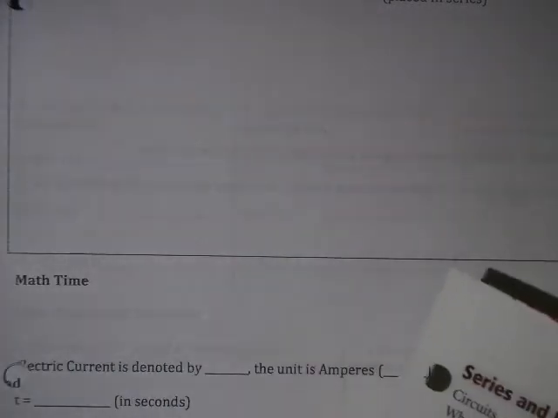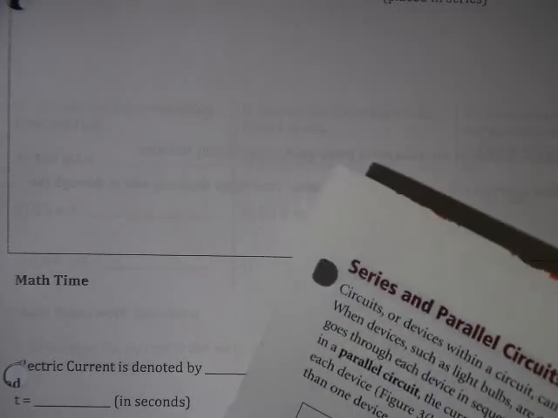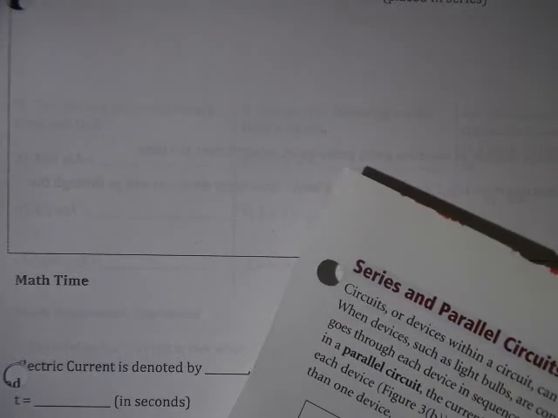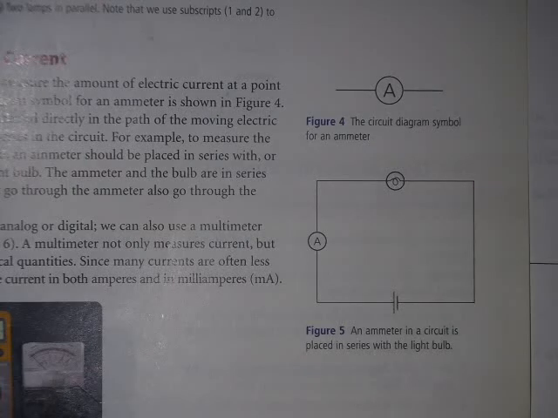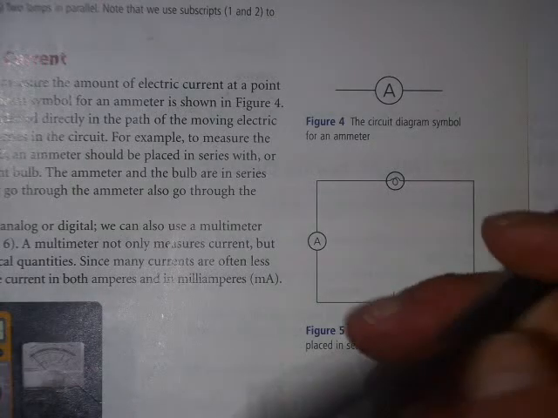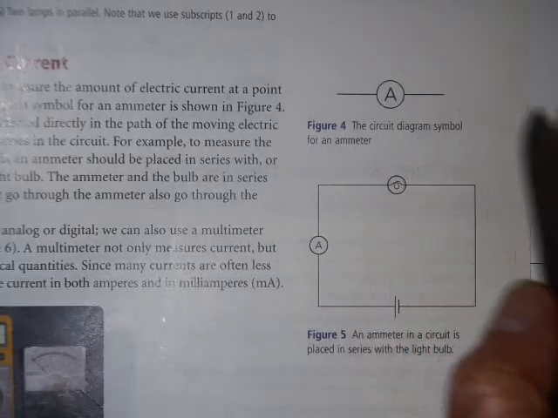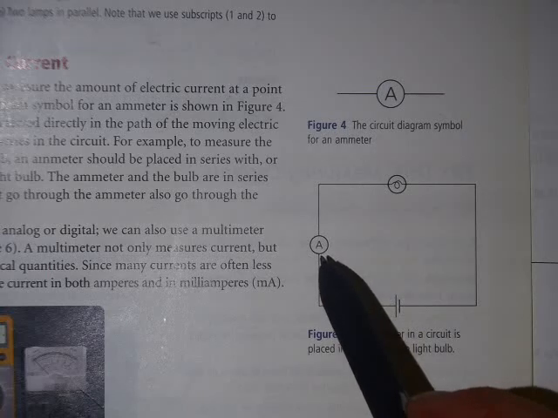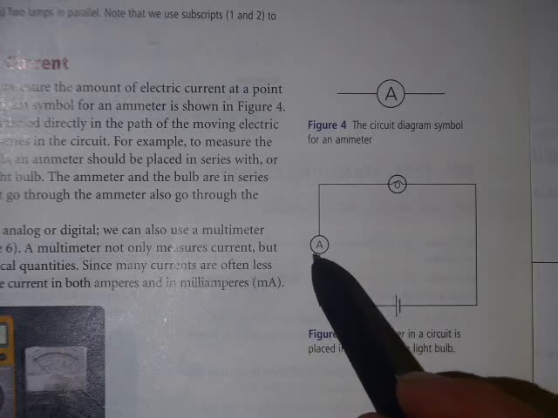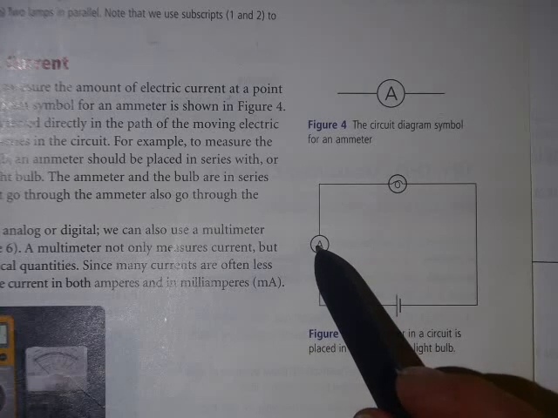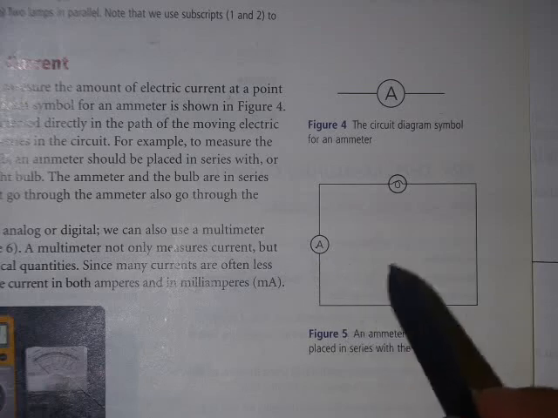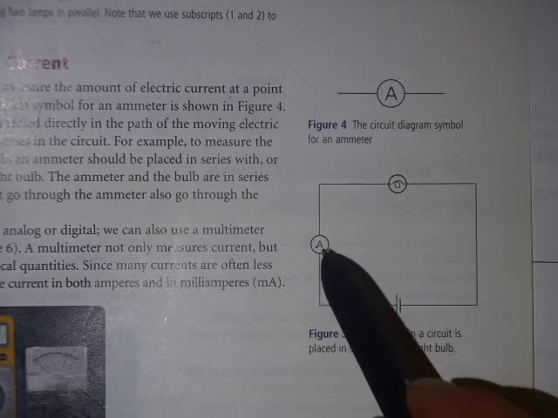It says, copy the circuit diagram symbol for an ammeter and copy a circuit diagram of an ammeter in a circuit. So this is what we're talking about here. So you can copy this in. An ammeter is simply a circle with a capital A in it. Now, this is what we mean when we say it has to be put in series. The ammeter has to be put in a position where all the electrons running through the entire circuit go through it.